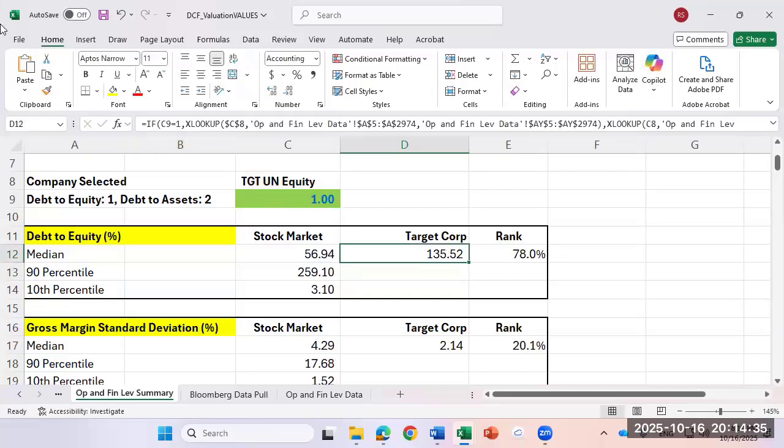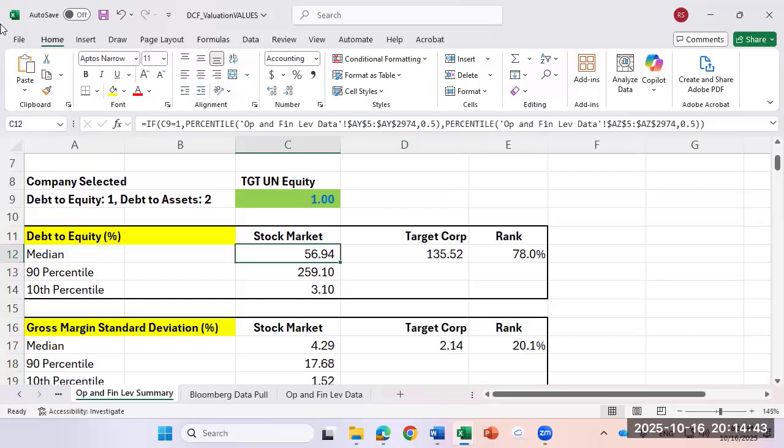So here's Target's debt to equity. Their debt to equity is 136%. The typical stock is 57%. I have to admit, this is the Russell 3000, not the S&P 500, but does Target have below average debt or above average debt? Quite a bit above average debt.